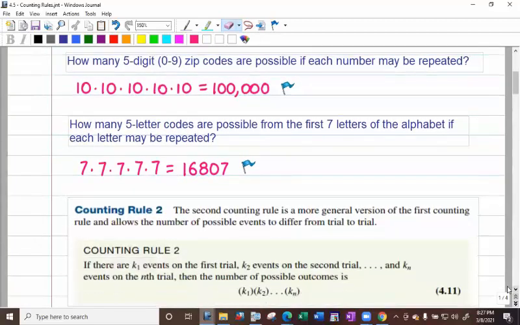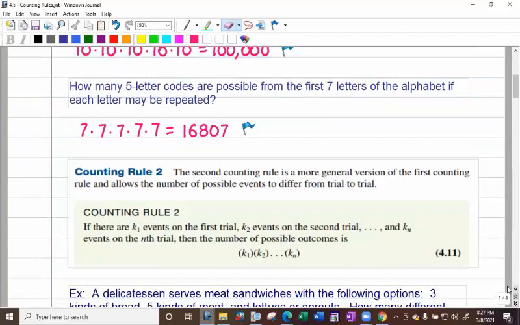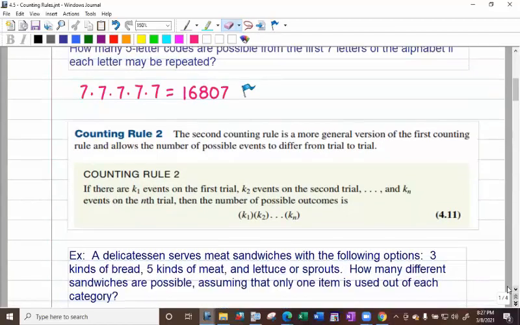Now, the second counting rule is a more general version of the first rule, except it's allowing for a different number of possible events to differ from trial to trial. So it's also a multiplication type of rule, except it's not an exponent kind of rule. You just multiply the number of each possible outcomes together.